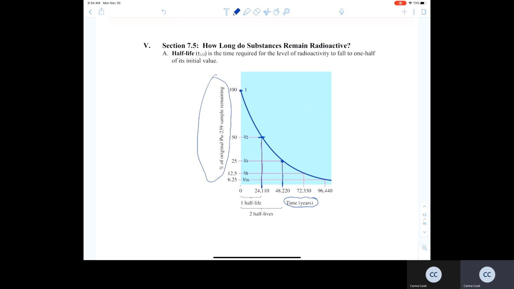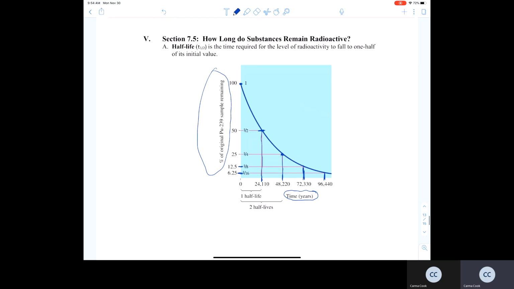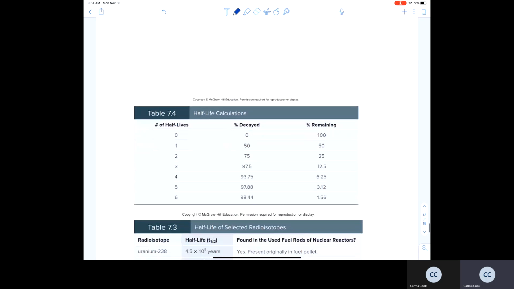and therefore how much time for 25% of the original to decay? 48,220 years. And then when will you only have 12.5% of the original? After 72,330 years. When will you have only 6.25% of the original amount? It will take 96,440 years. So therefore, plutonium-239 has a very long half-life.